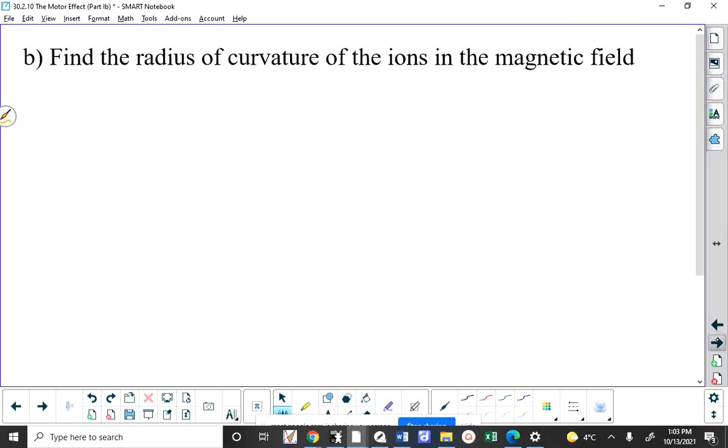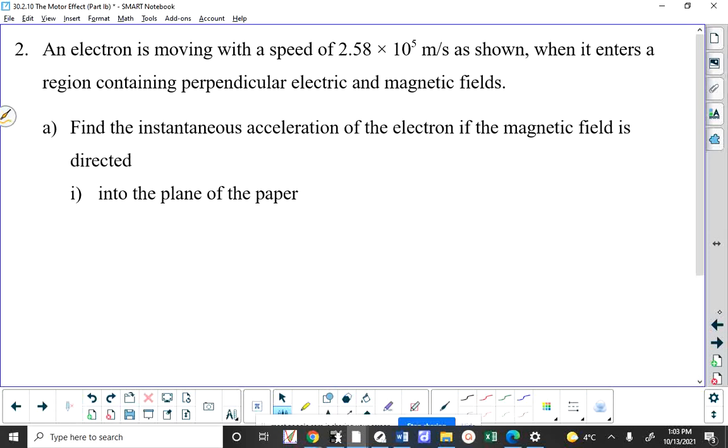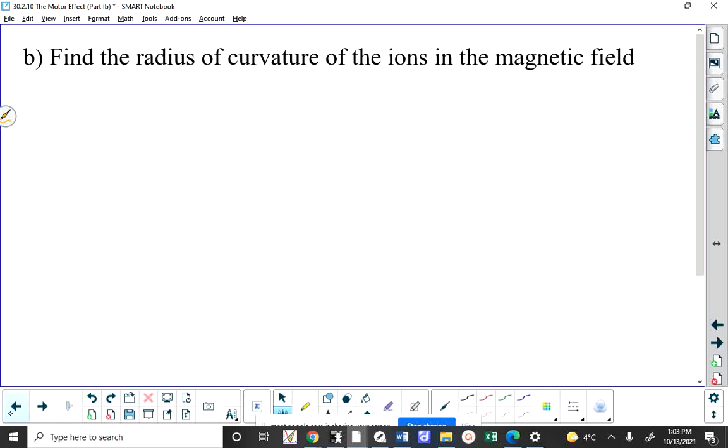Okay, so now what we're going to do is find the radius of the circular orbit. And the most important thing, I guess, for you to remember is that the net force for centripetal motion is ma.